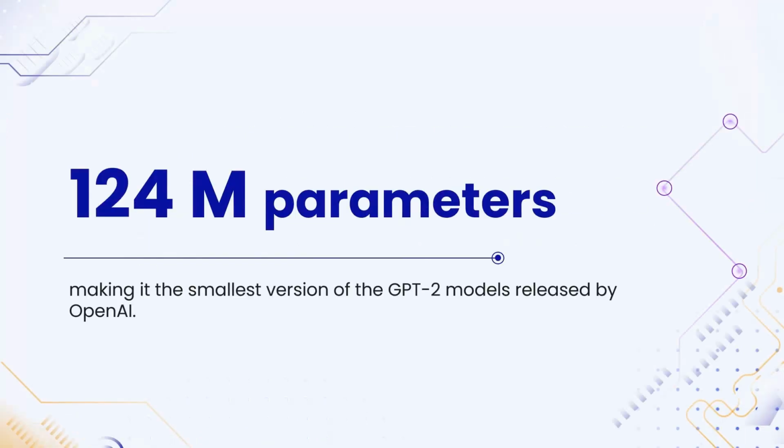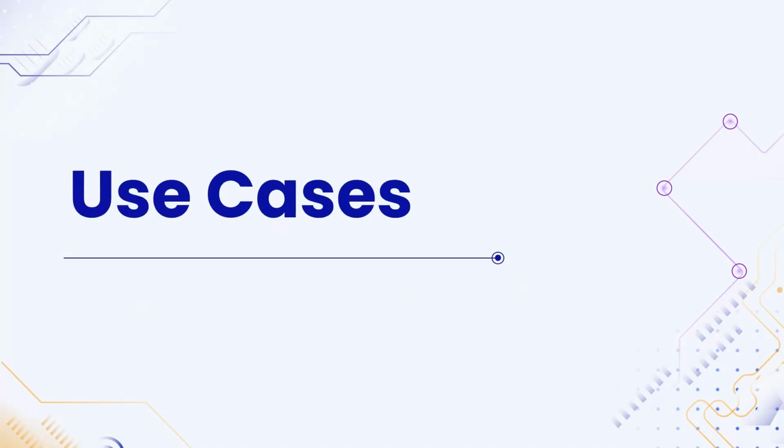GPT-2 has 124 million parameters, making it the smallest version of GPT-2 models released by OpenAI. Despite its size, it has demonstrated impressive performance on various text generation tasks. Now, let us talk about the benefits and relevance of GPT-2 in businesses and real life.